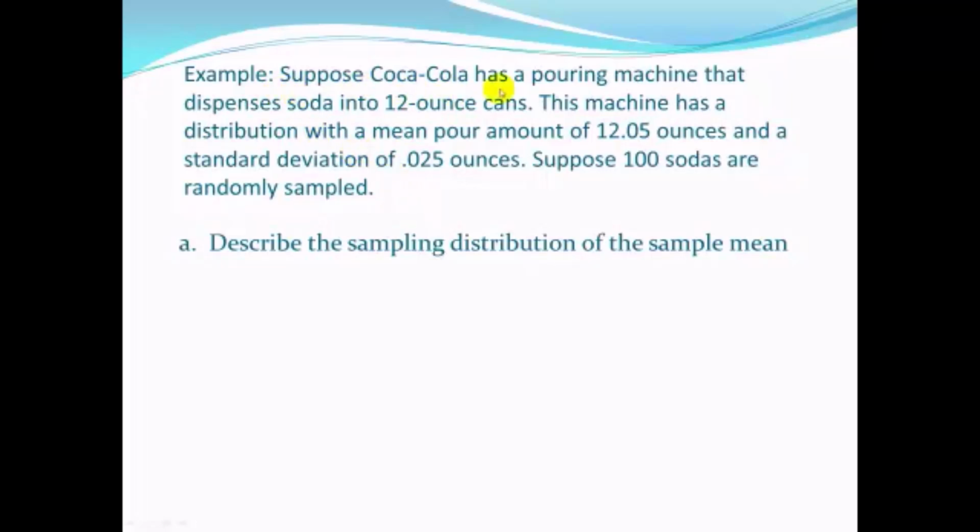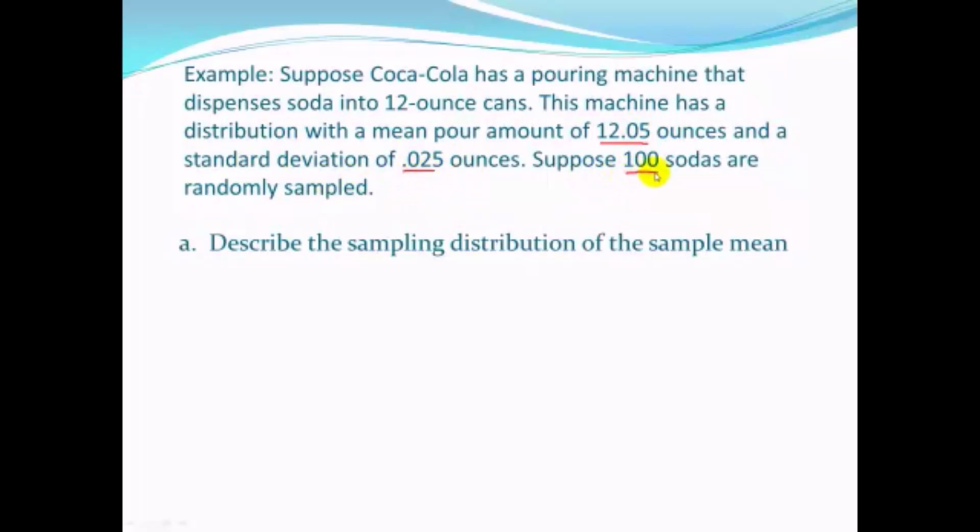And so in this example, I'm setting up a population. Coca-Cola has a pouring machine that dispenses soda into 12-ounce cans. The machine has a distribution with a mean pour amount of 12.05 ounces, and I think we looked at an example like this earlier. The cans actually hold more than 12 ounces, so that's possible. So the mean is 12.05 and the standard deviation is 0.025 ounces.